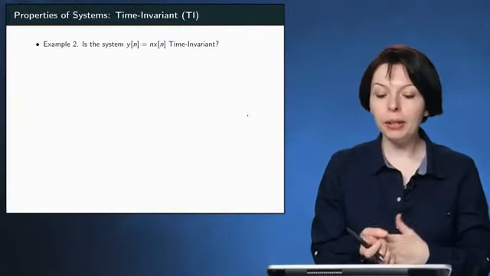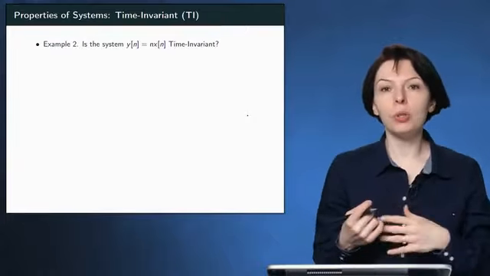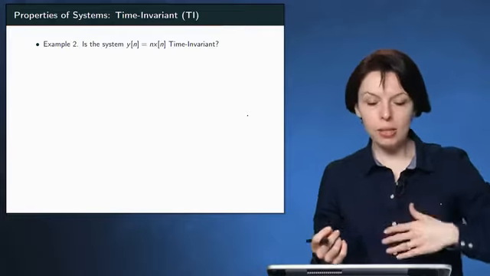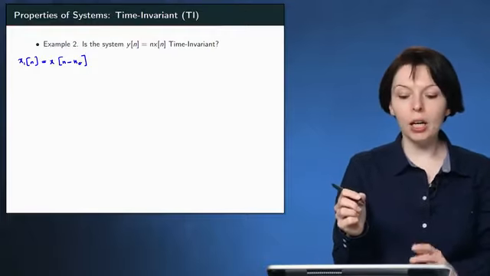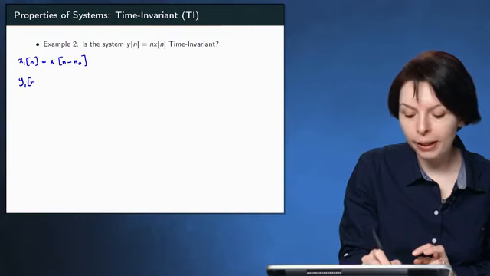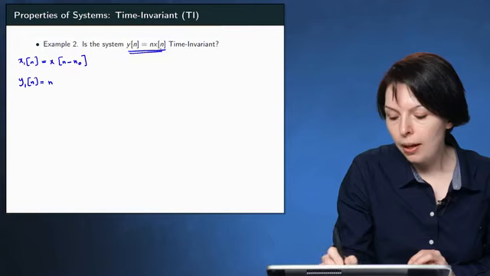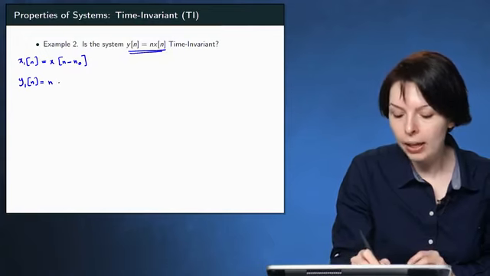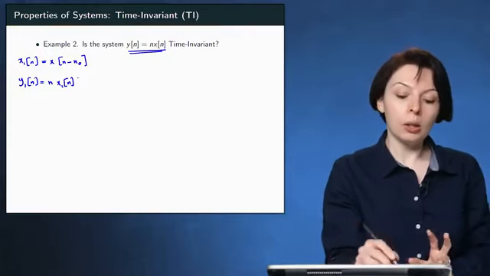Moving on to the next example, I have a system that's defined as y of n equals n times x of n. I want to know if it is time invariant or not. Let's follow the same steps. So I'm defining a new signal x1 of n, which is equal to x of n minus n naught. Step 2, I want to find the output of the system if I apply x1 of n. I'm going to name this output y1 of n. That's equal to n times x1 of n, because the input signal now is equal to x1 of n.